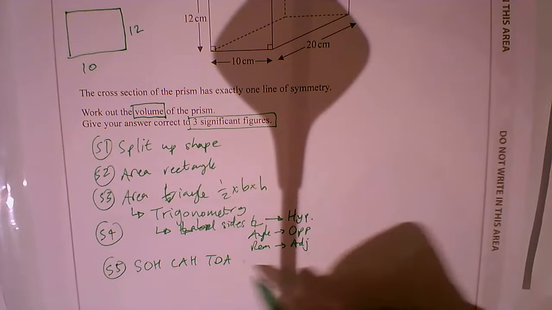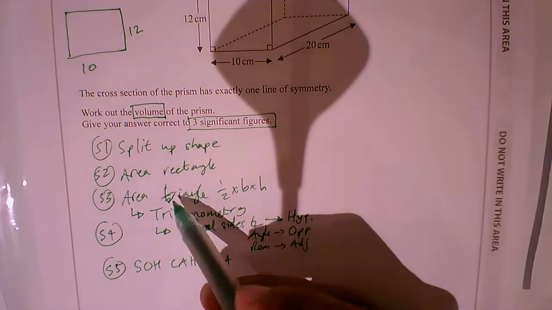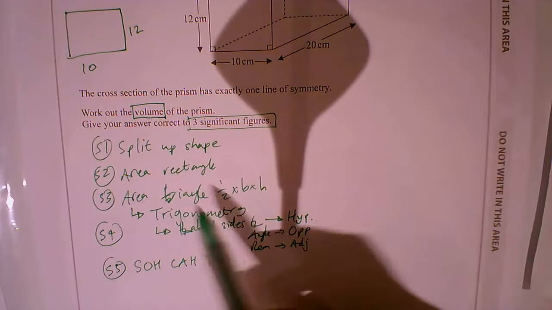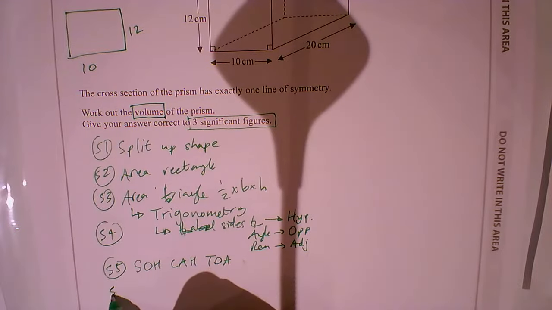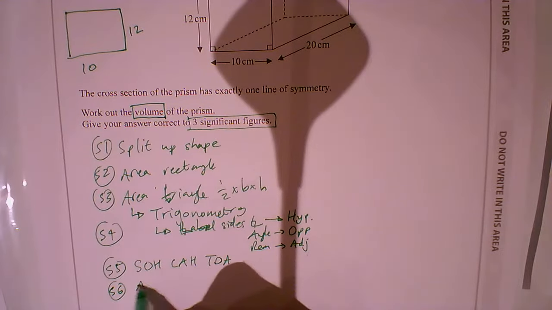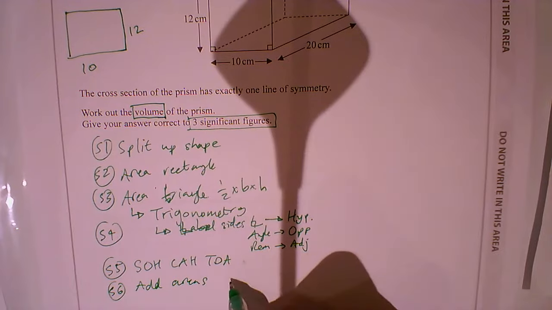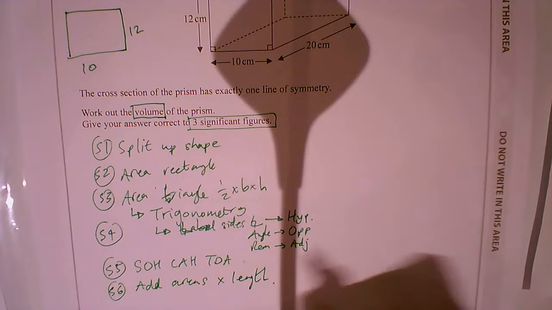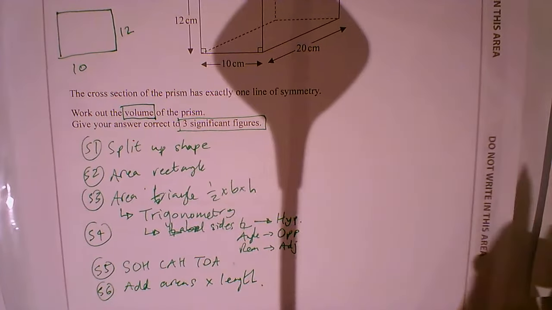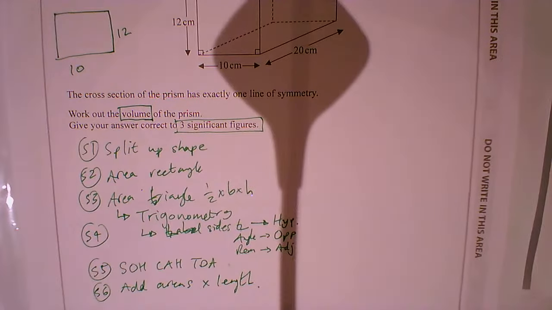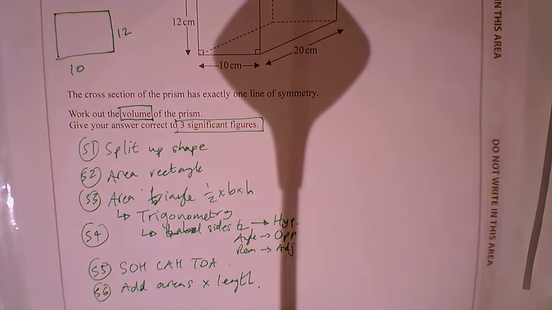And then after I do that, that will be part of my area. And then I add these areas together. Step 6, add areas. And then multiply by the length to give me my volume. So there's a lot going on in this question. I've broken things down quite a bit. So let's get started with this.